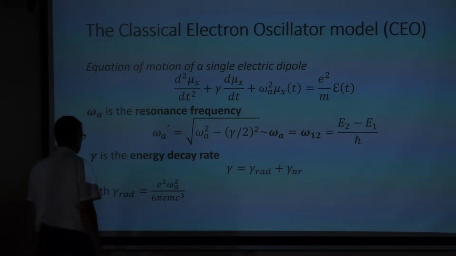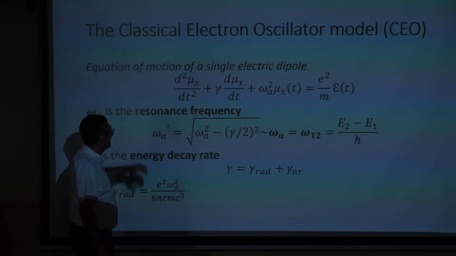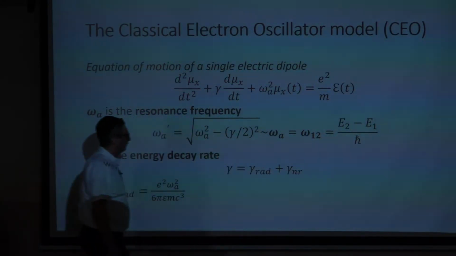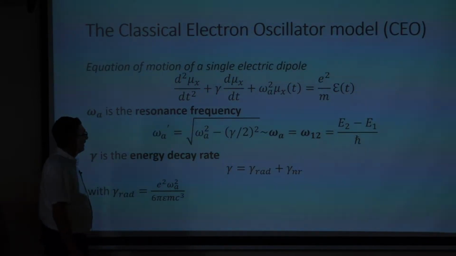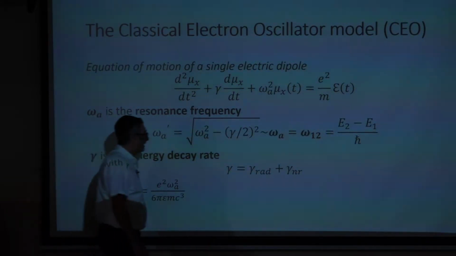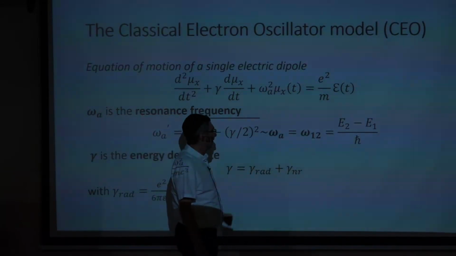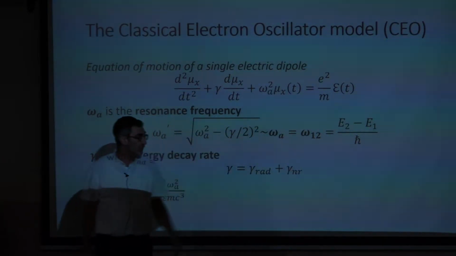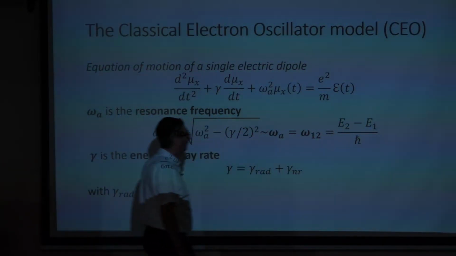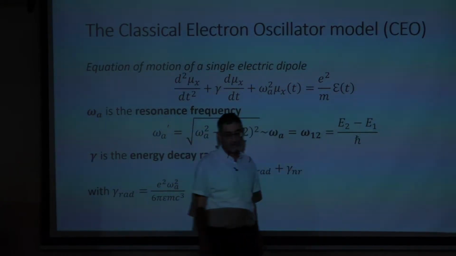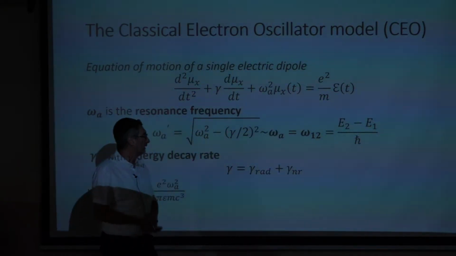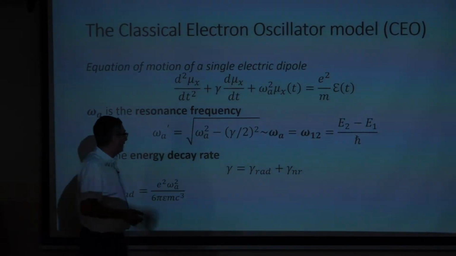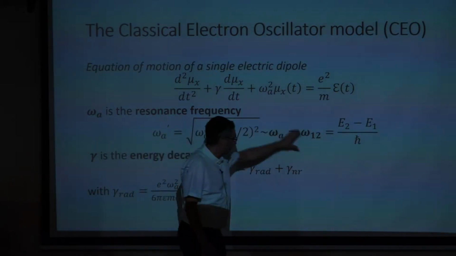And we have this expression for omega A in presence of gamma, which is roughly omega A, the resonance frequency of the dipole. And you remember we equated this frequency for the dipole to the frequency which corresponds to the transition between level 1 and level 2, omega 1,2, which is E2 minus E1 over h bar. So by analogy between the classical oscillator and the atomic structure, we made a direct correlation between omega A and omega 1,2.